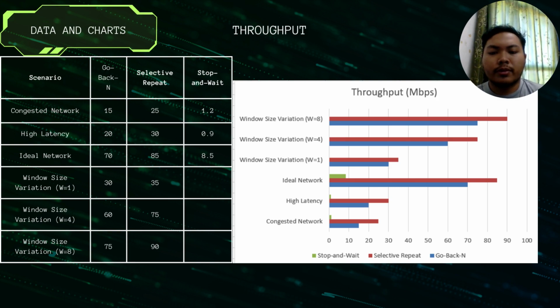Throughput is slowest in congested and high latency networks for the stop and wait protocol, indicating that this protocol performs poorly under adverse conditions due to its fundamental design. In contrast, selective repeat and Go-Back-N protocols exhibit better scalability and efficiency with larger window sizes in more favorable network conditions.